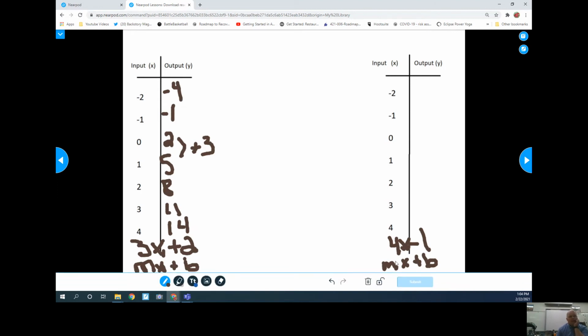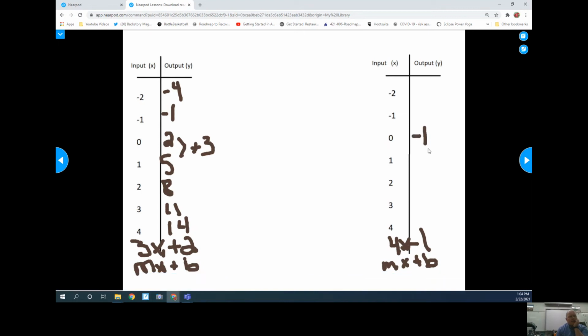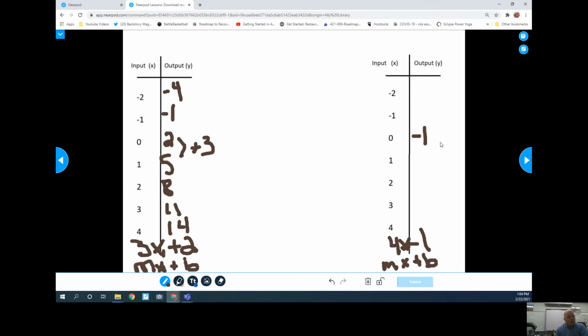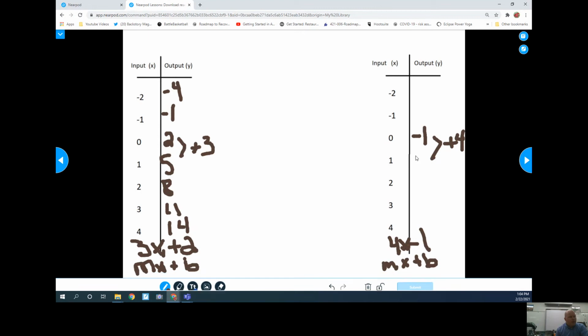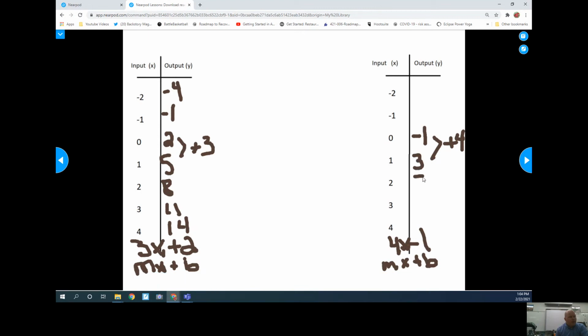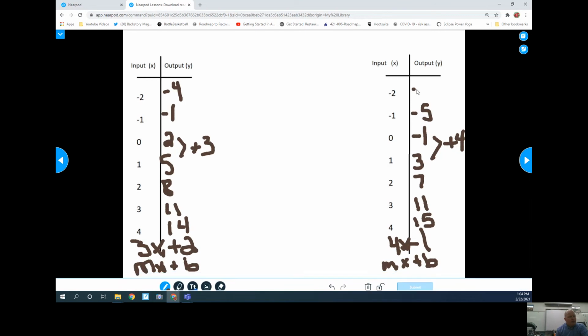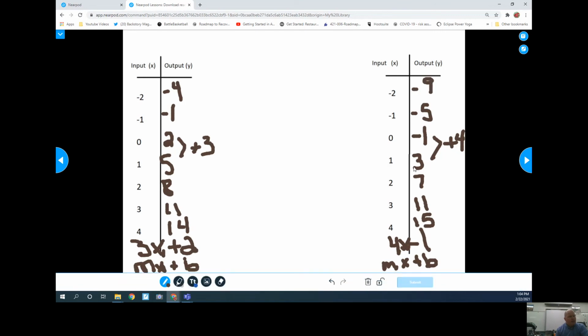Now on this side, my b is -1, so I'm going to come up here and put -1 with my 0, and my pattern is +4. So +4. -1 plus 4 is 3, plus 4 is 7, plus 4 is 11, and then 15. If I wanted to go backwards, -5 plus 4 is -1, and -9 plus 4 is -5.